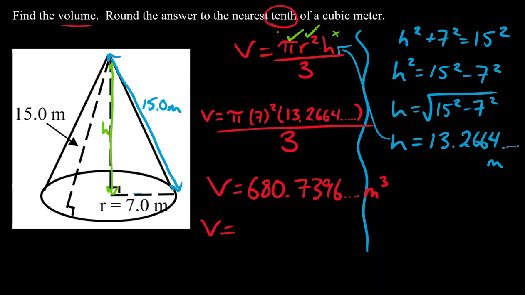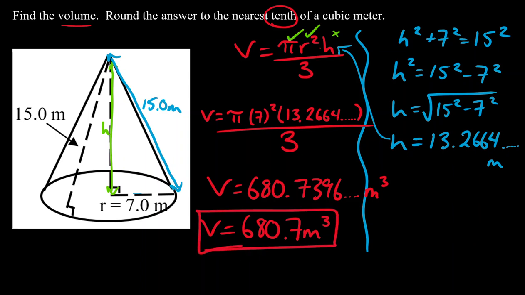Remember, we wanted to round to a tenth. This is my tenth right here. So the 7, because the next digit is a 3 or lower, we're going to keep it as a 7. So we're going to get 680.7 meters cubed. Perfect. Hope that helps.